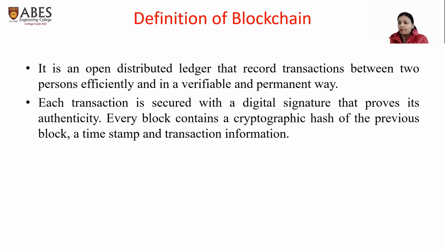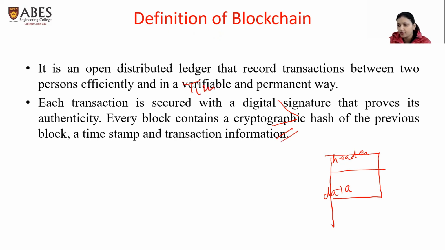Talking about the parts of a block, as we discussed already, there are two parts in a block. The first part is the header of the block, and the second part contains the data. The first part has different values: timestamp value, hash value, hash of previous block, nonce value, and the second part, the data part, will have the transactions or information in it.